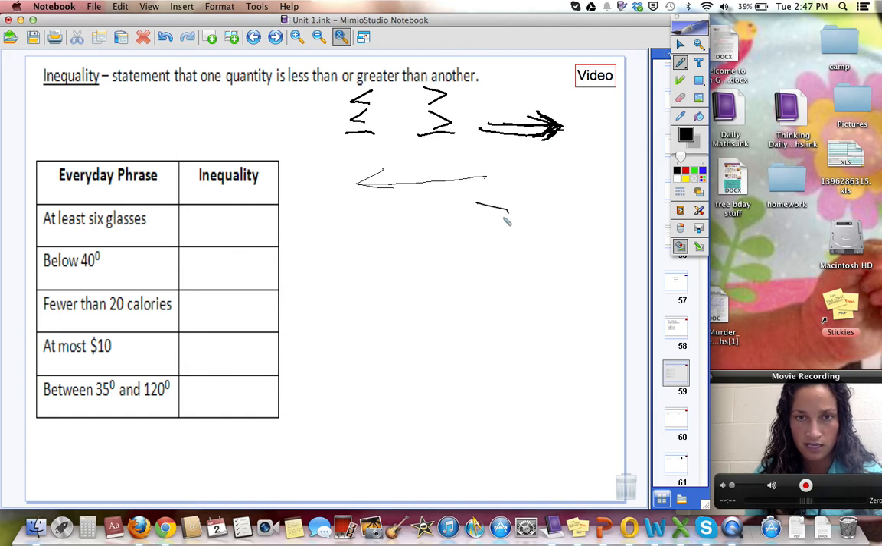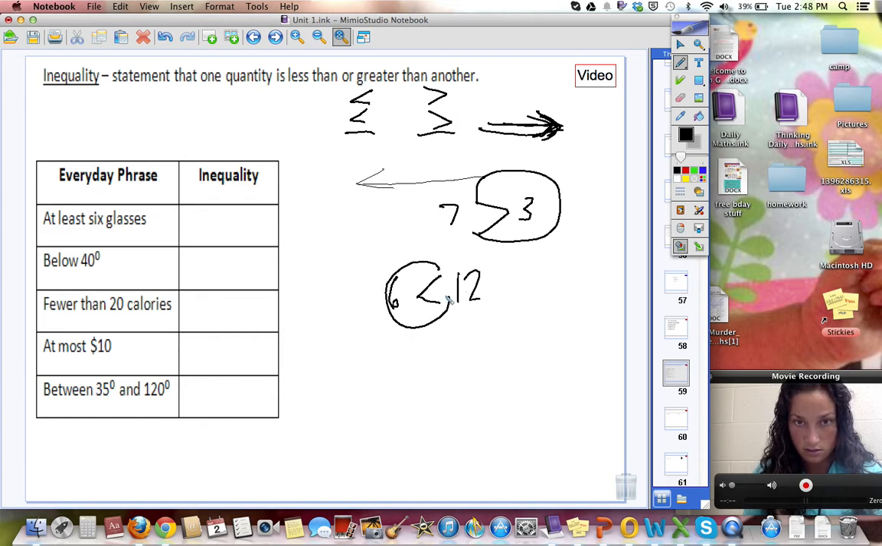A lot of you might have done like Pac-Man or something. So like 7 is greater than 3. It eats the smaller number. 6 is less than 12. It eats the smaller number. I don't know, however you remember it.